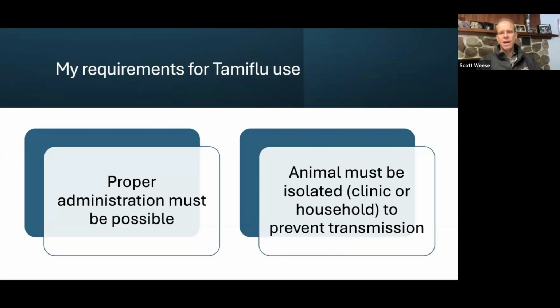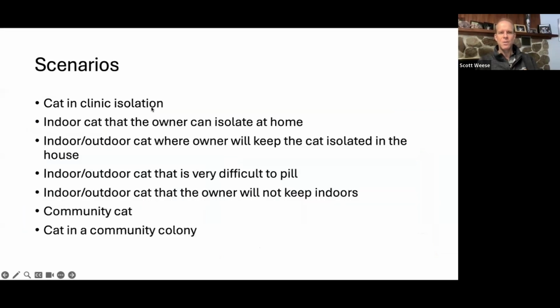And that doesn't mean locking them away and never seeing them in the bathroom of a household, but it means keeping them contained, not letting them outside, keeping them away from other animals and restricting the contact with people as much as we can. Same thing in a shelter. So if you've got an animal that we just can't treat, you don't have the people that can do it, it's too fractious to treat, or you can't isolate it, you just don't have any isolation capacity and you're just letting things mix around, it's not going to be a situation where I'd want to use Tamiflu.